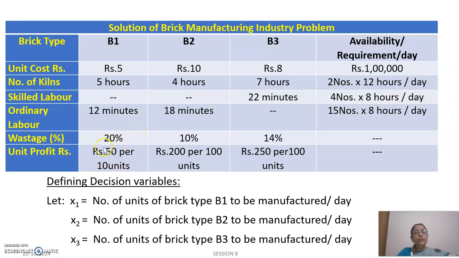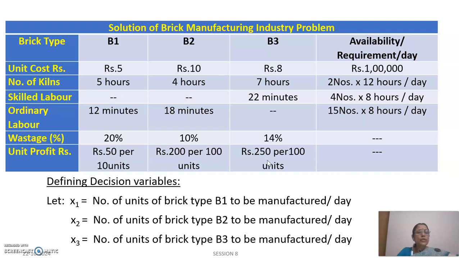Then the objective function is going to be, and this is most important to be seen, the objective function has a profit component and a wastage component. So whatever is being produced is not totally sold. Only 80% of that is sold with respect to B1, and of whatever is produced, only 90% is sold for creating profit with respect to B2, and only 86% is sold for creating profit for B3, because 14% is wastage. So this component has to be brought into the objective function.